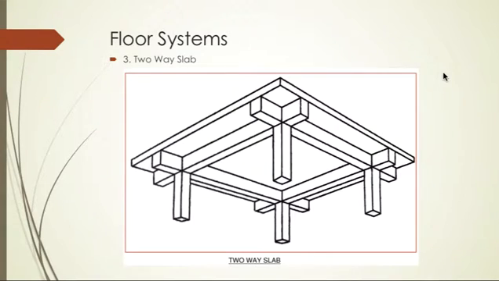Next we have a two-way slab floor system. So as the name suggests, we have load spanning in both directions. So the load tends to move to whatever the shortest possible path is. So for a two-way slab to be a two-way slab, you need the length in the X and the length in the Y to be relatively the same.